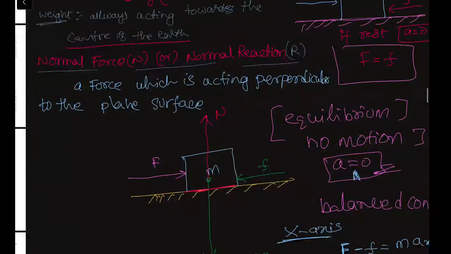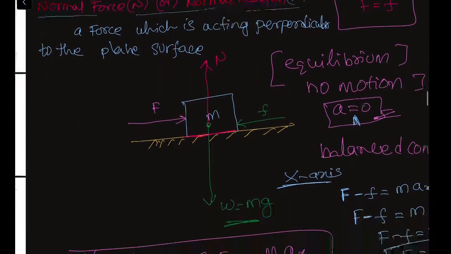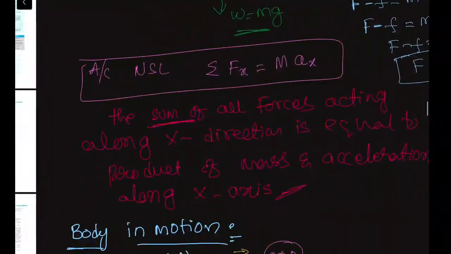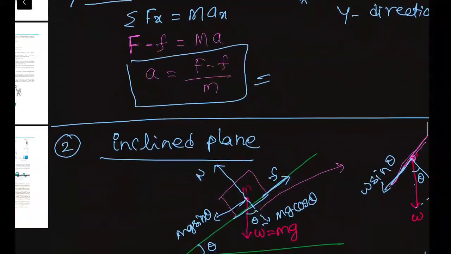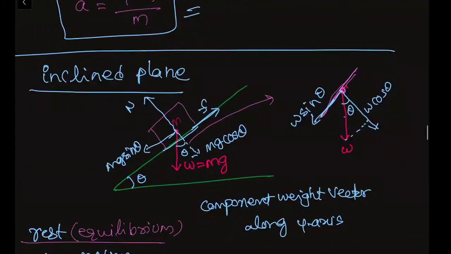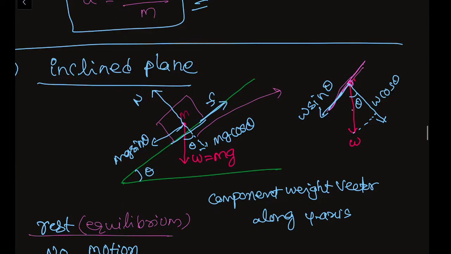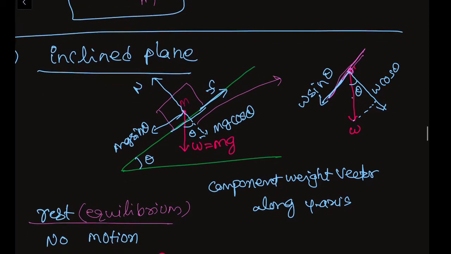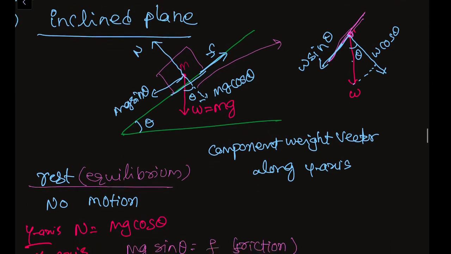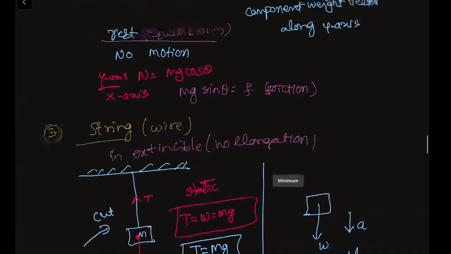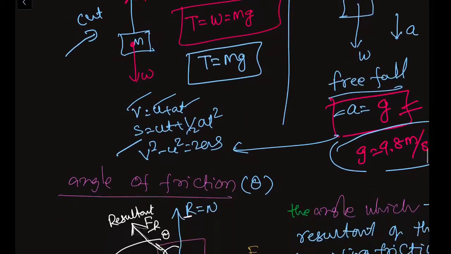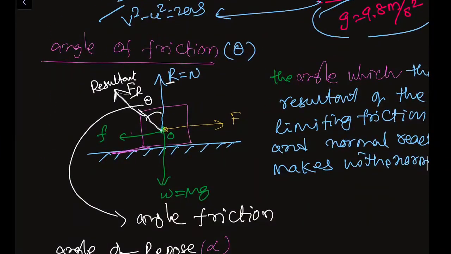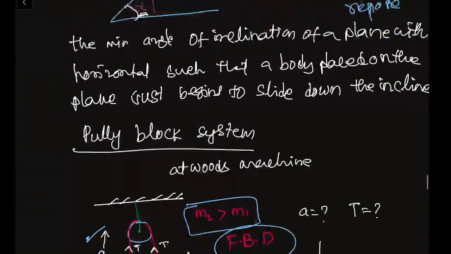We know that if force is applied, the body moves. So we have to find acceleration using Newton's second law, and the inclined plane. Children, in the inclined plane we take one body, which is at rest, and we have to find some data. Then string or wire: how can we get the values in the wire? Then angle of friction, angle of repose.